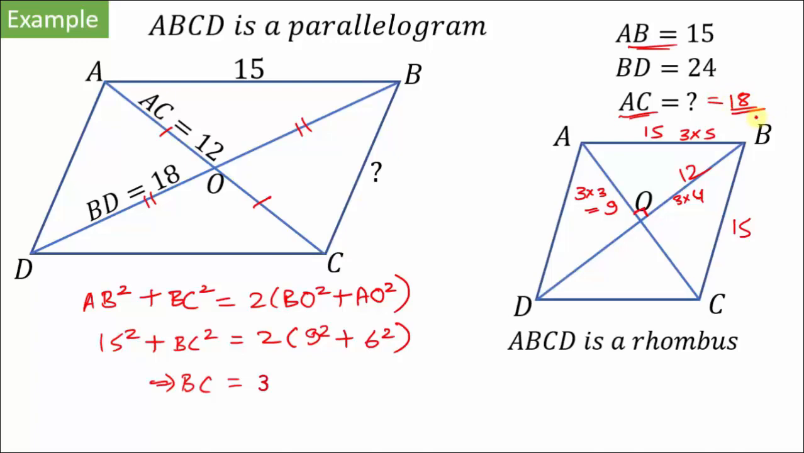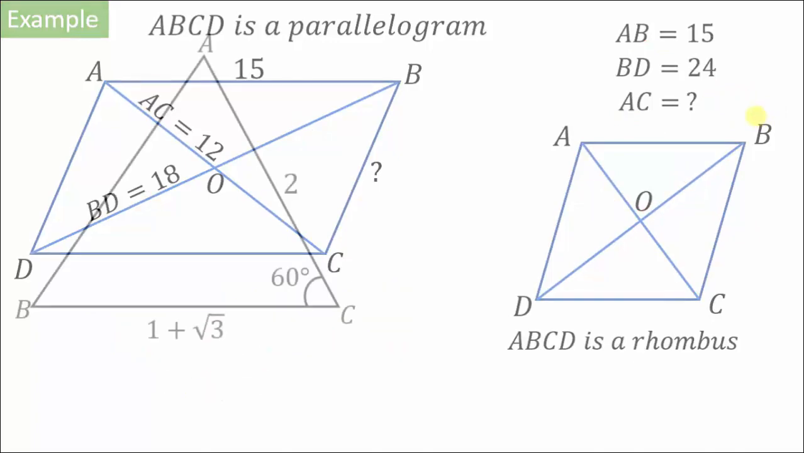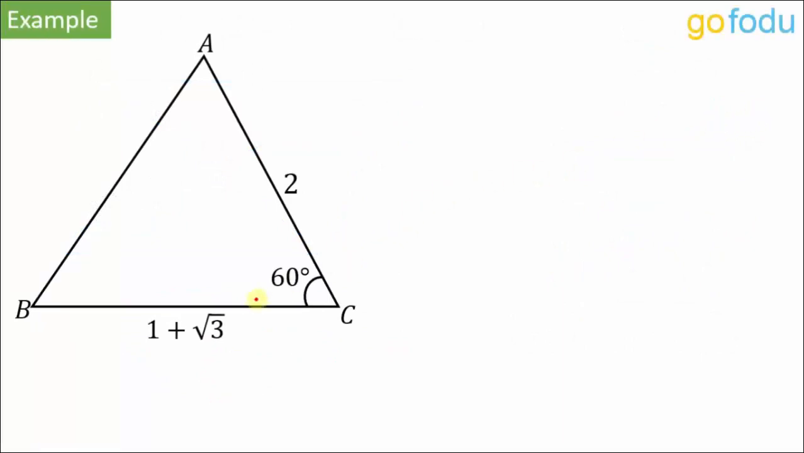Next question. Two sides and one angle is given. Find the third side and the two remaining angles. Now two sides and the included angle is given. Immediately you should think of cosine rule. It need not be the included angle. If two sides and one angle are given and the third side is to be found out, you should immediately think of cosine rule.